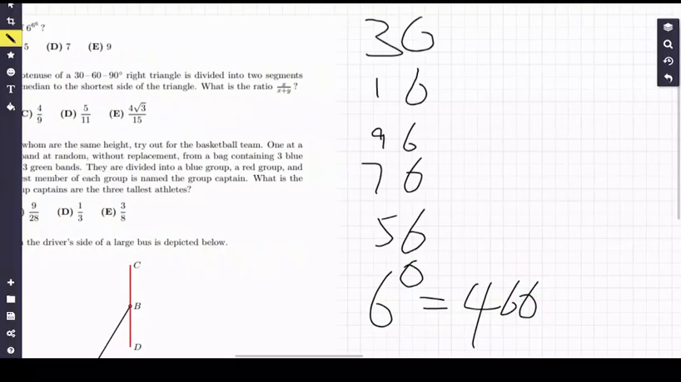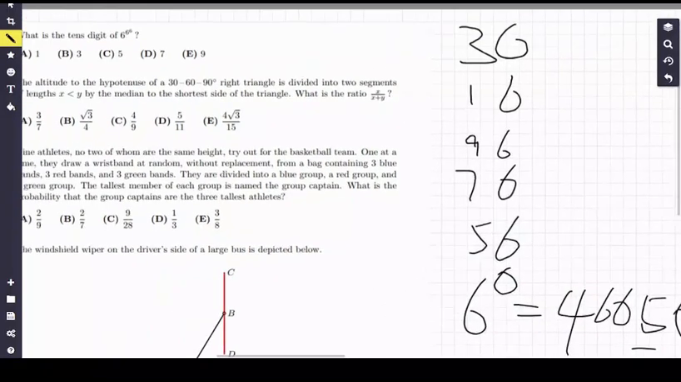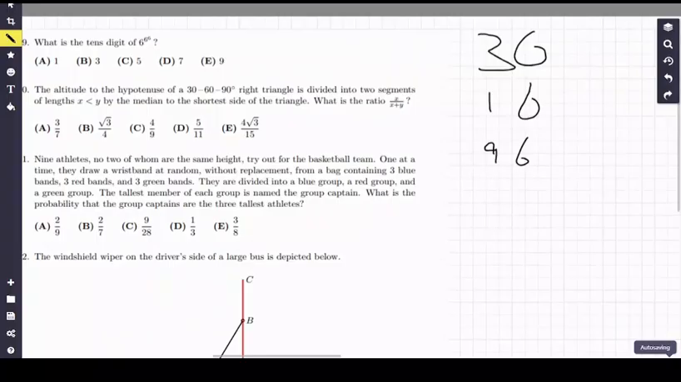Anyways, so we look at this, and we're like, okay, so this just loops again, because 6 to the 6 to the 6 to the whatever power, they're just 6. It doesn't matter. What's the 10th digit? 5. Right away, crack the answer.